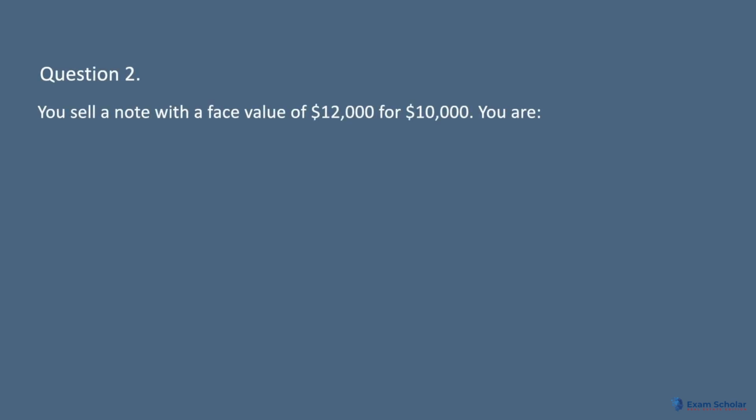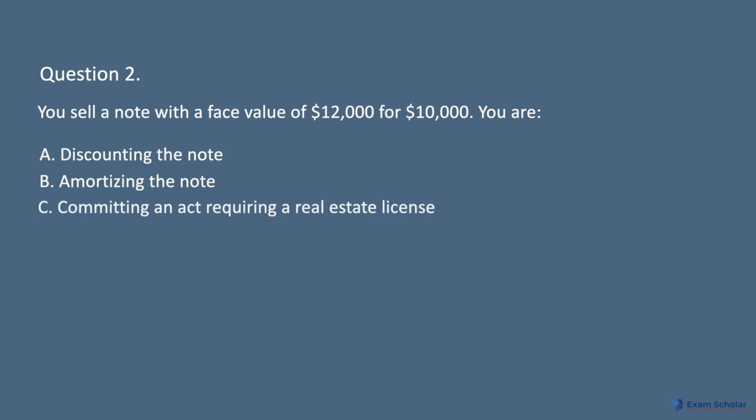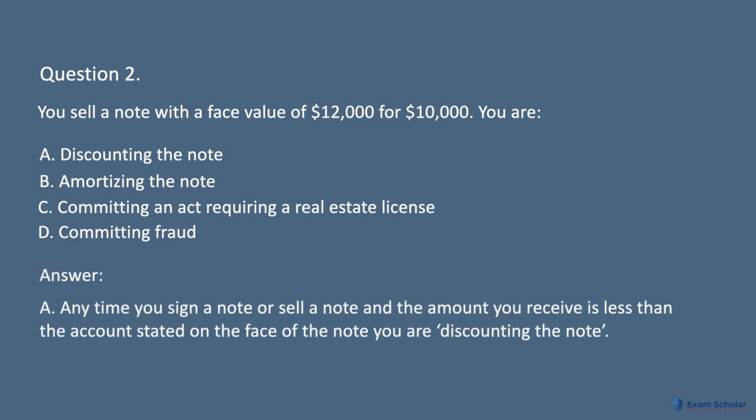Question 2. You sell a note with a face value of $12,000 for $10,000. You are A. Discounting the note. B. Amortizing the note. C. Committing an act requiring a real estate license. D. Committing fraud. Answer. A. Anytime you sign a note or sell a note and the amount you receive is less than the amount stated on the face of the note, you are discounting the note.